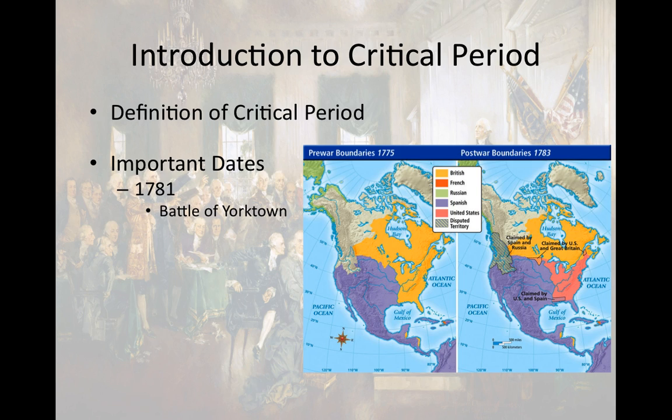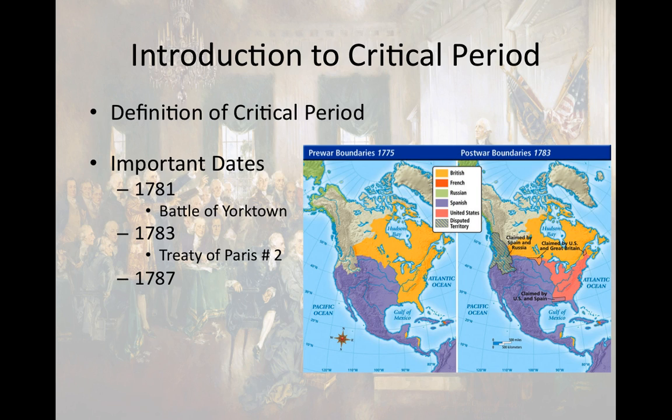Now, another important date in this period is 1783. That would be the year that the Treaty of Paris No. 2 is ratified. And the Treaty of Paris No. 2, of course, is that which ends the Revolutionary War. Britain recognizes America's sovereignty. It also cedes all land east of the Mississippi River to the United States.